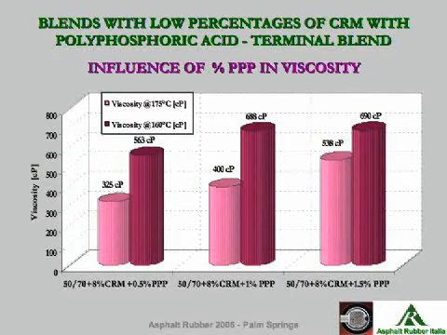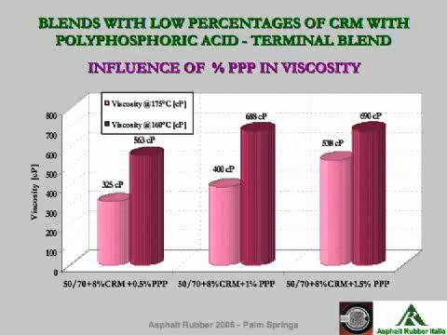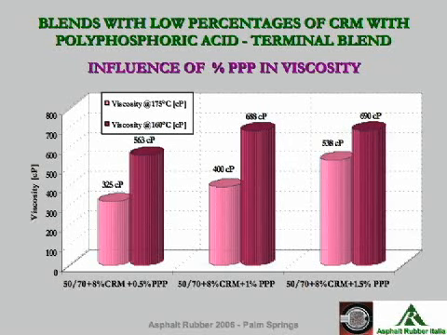So what we did is consider, for the same percentage of crumb rubber, which is 8%, increasing the percentage of polyphosphoric acid to see what happened. And we have viscosity at 160, which is the Italian normative, and at 175, which is for the asphalt rubber normative. And we can see that increasing the percentage of polyphosphoric acid, we increase the viscosity. And that was something that we didn't expect.